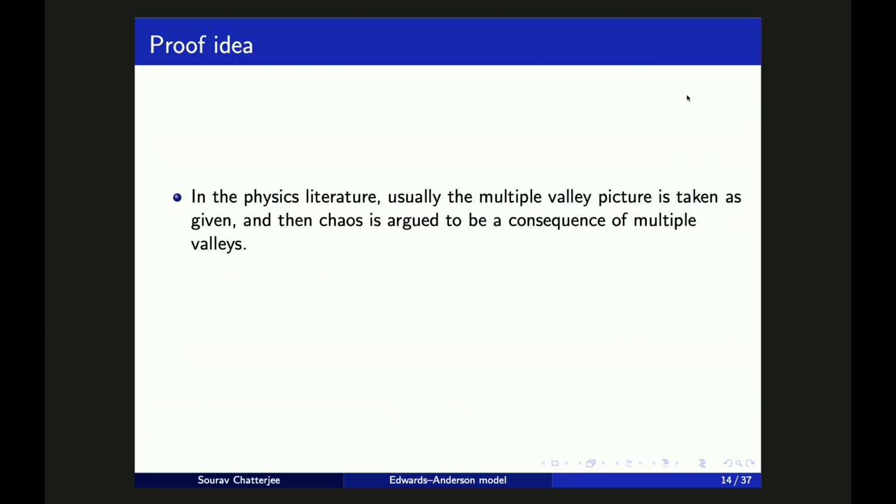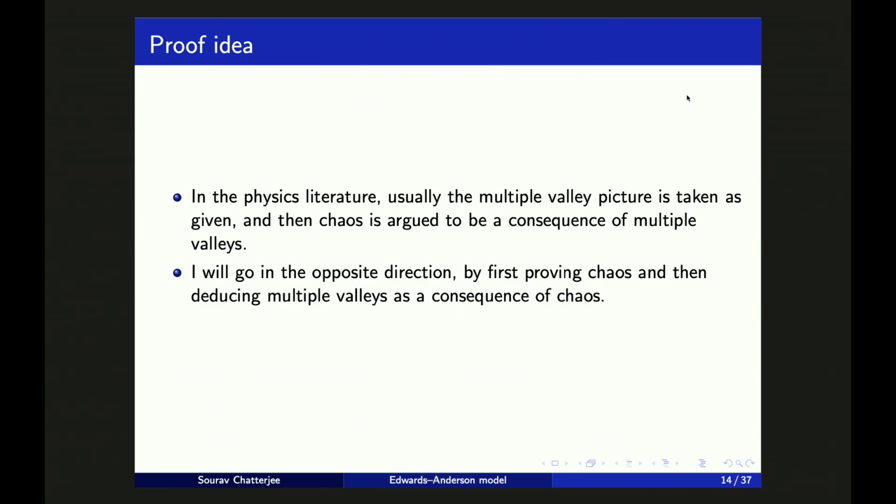Okay, so let me tell you about the proof. In the physics literature, usually the multiple valley picture is taken as a given. They assume there are these multiple valleys near ground states, and then chaos is argued to be a consequence of this. But I will go in the opposite direction. I'll first prove this chaos and then deduce these multiple valleys as a consequence of chaos. Okay.